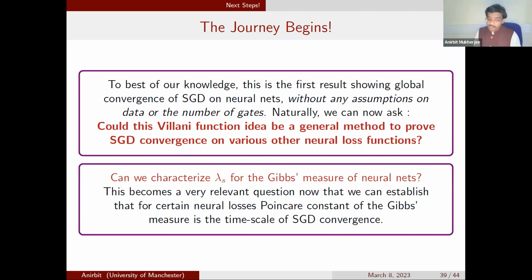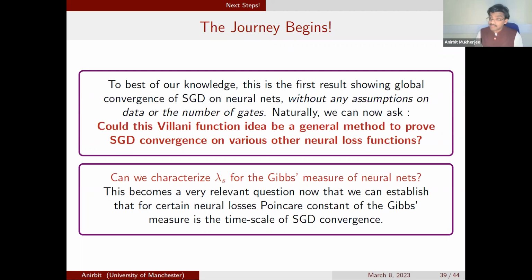A very deep question here is to understand the Poincare constant of the Gibbs measure of neural nets. What is the Poincare constant? I don't know at this point. There are a lot of things that one can ask about it. How large is it? When is it small? When is it big? And so far, we did not have a very good reason to do research on the Poincare constant of neural nets, neural measures.